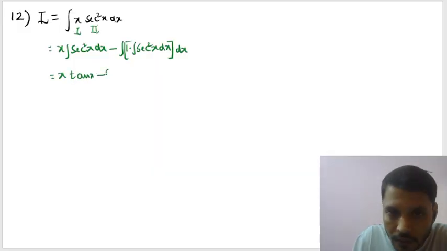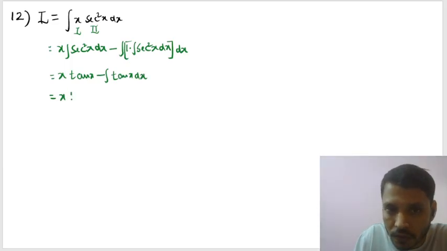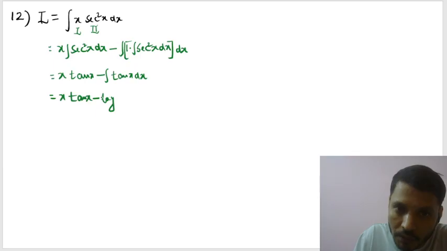And here the integration of secant square is tan x, and then dx. So now finally we can write x tan x, and from here, the integration of tan x is log secant x, or we can say minus log cosecant.